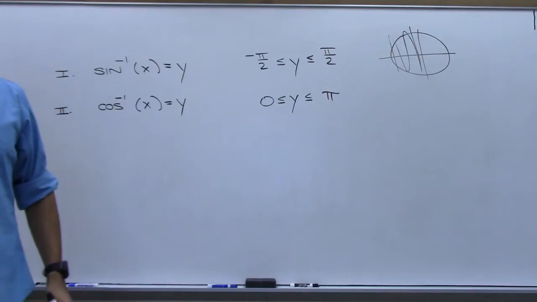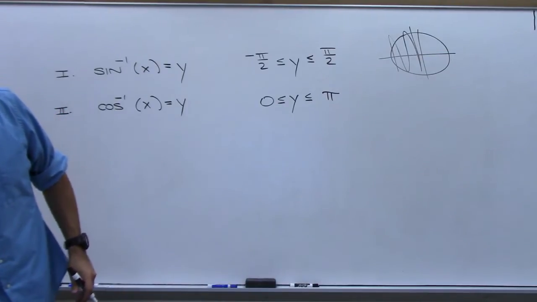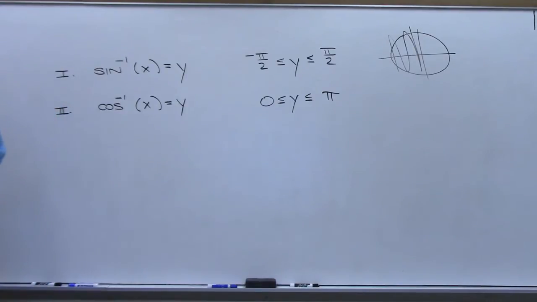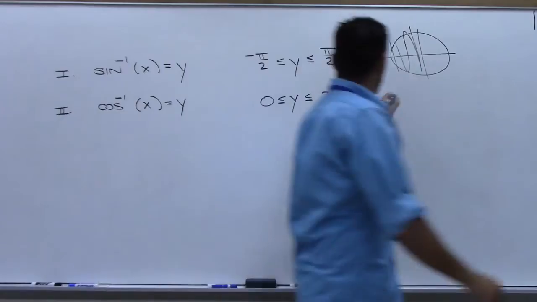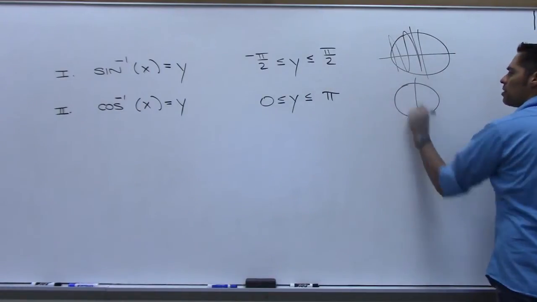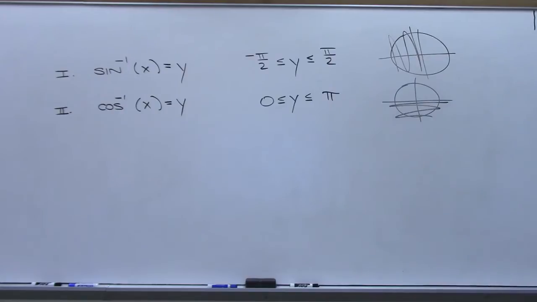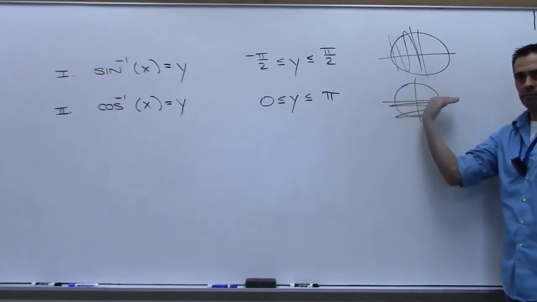Why can we not use the same domain as the sine one? Why can't we use negative pi over 2 to pi over 2? Because in that little domain, it doesn't include the entire range of cosine. So we can't use the same restriction. So picture-wise, anytime you're dealing with inverse cosine, you can only be pulling your angles from the first and second quadrant. It's got to come from here to here.